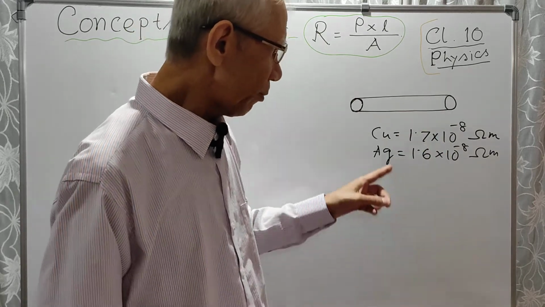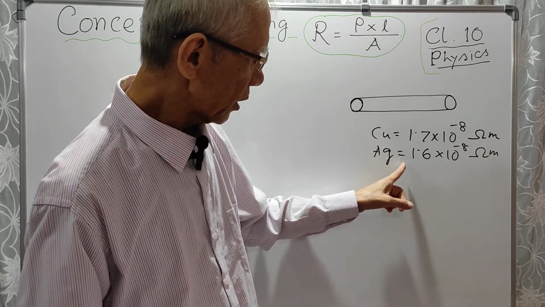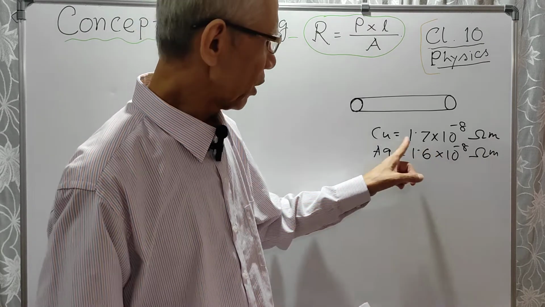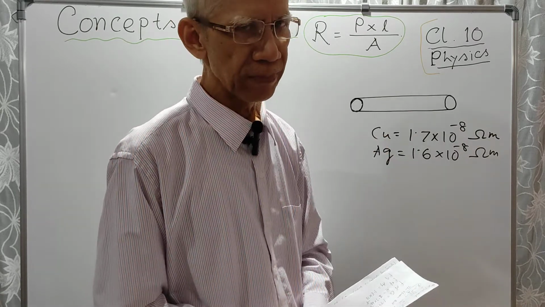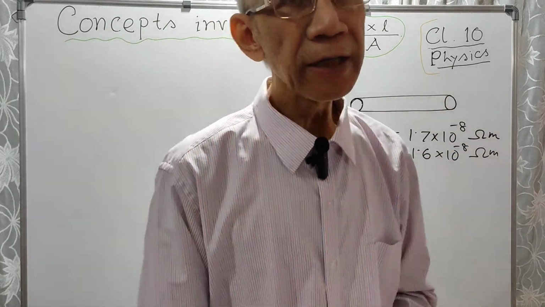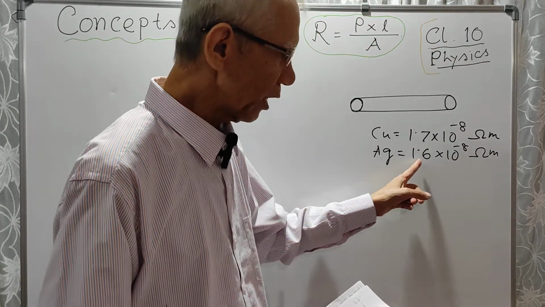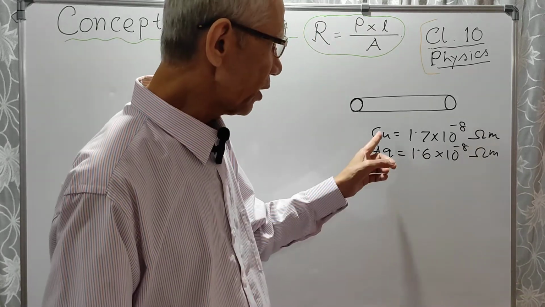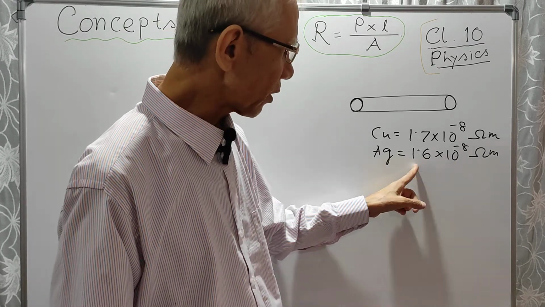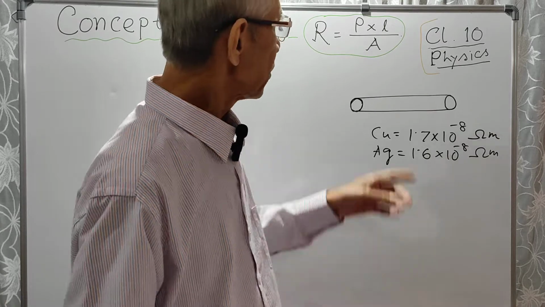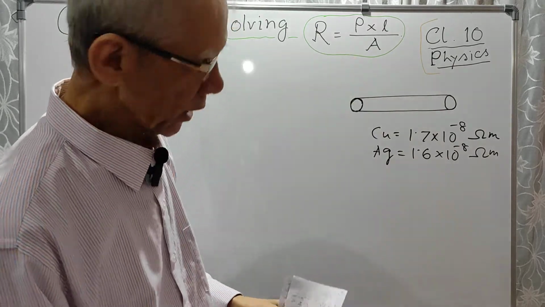Now, between any two materials, say between silver and copper, silver has less resistivity and copper has a little more. Therefore, silver is a better conductor than copper. If resistivity is more, then that material is a worse conductor. If resistivity is less, then that material is a better conductor. So, that is the meaning of this letter rho, which represents the resistivity of the conductor.